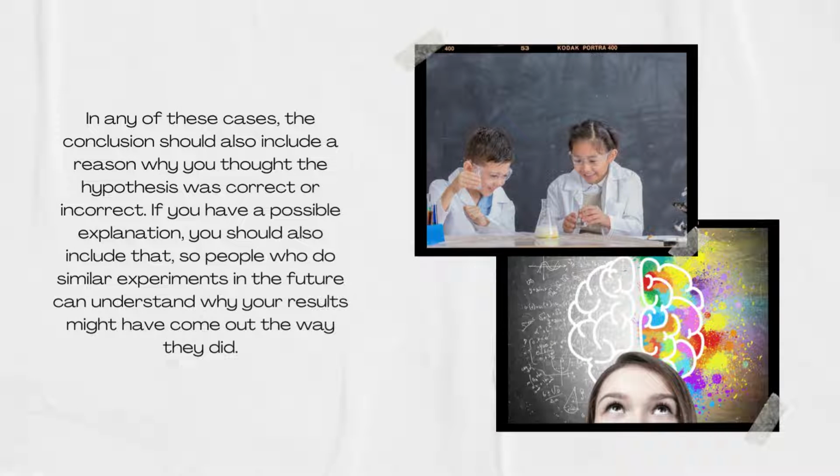In any of these cases, the conclusion should also include a reason why you thought the hypothesis was correct or incorrect. If you have a possible explanation, you should also include that, so people who do similar experiments in the future can understand why your results might have come out the way they did.